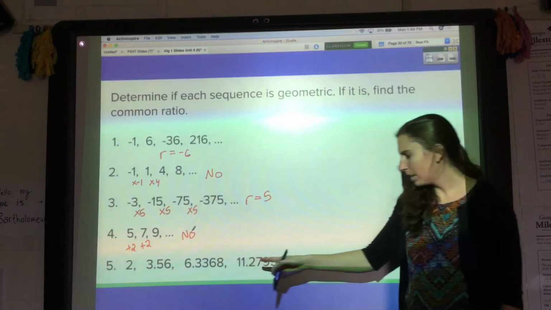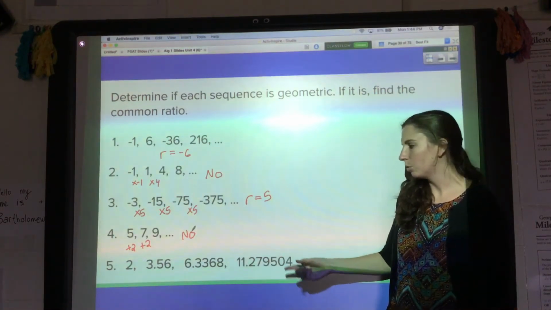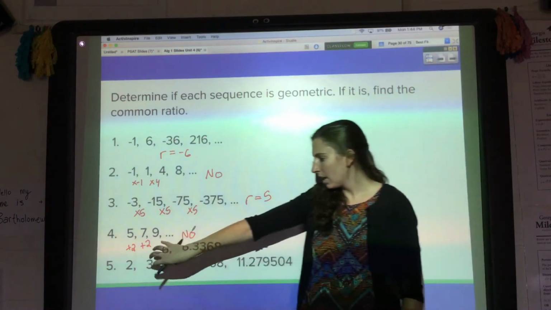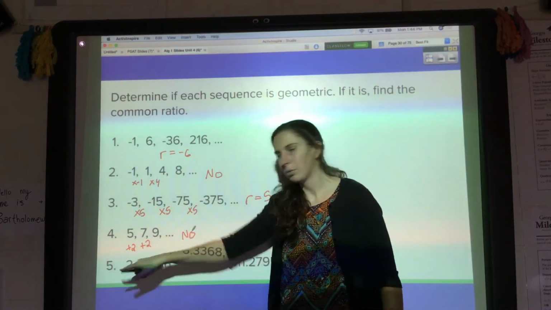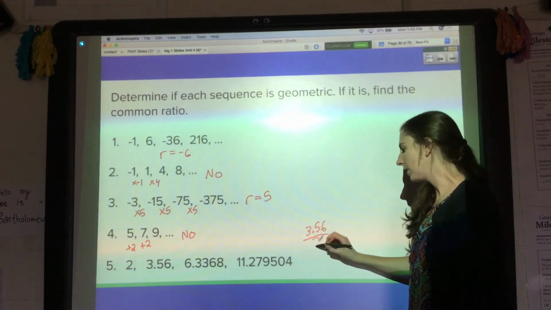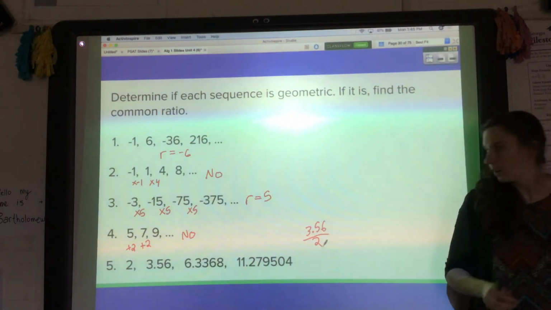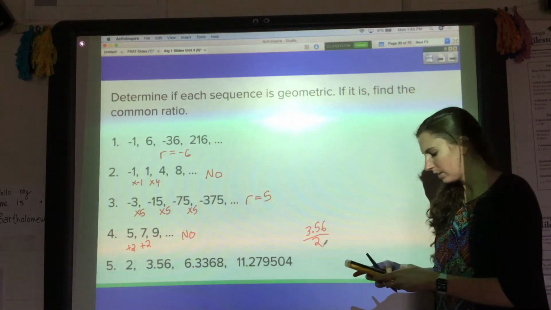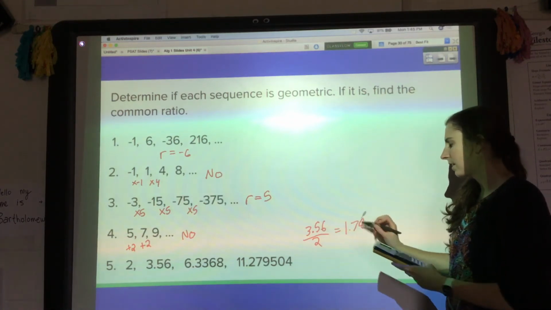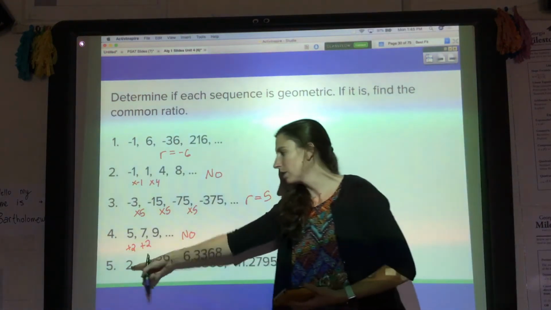And then this one, it might be kind of hard to figure out what the R value is here. So again, remember that trick: you can take a number and divide it by the one before it. So if I do 3.56 divided by 2, let's see what we get. It's 1.78. So that's what I would multiply by each time.